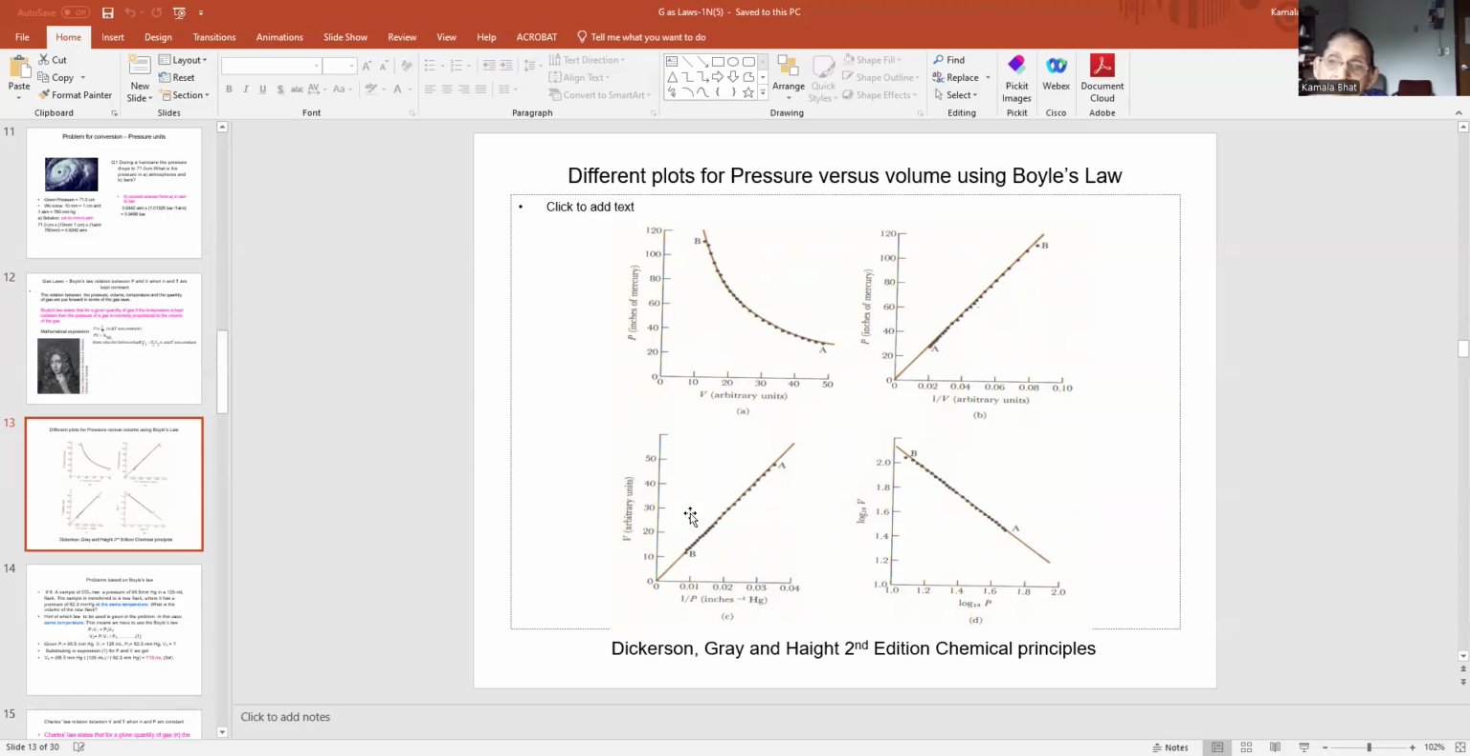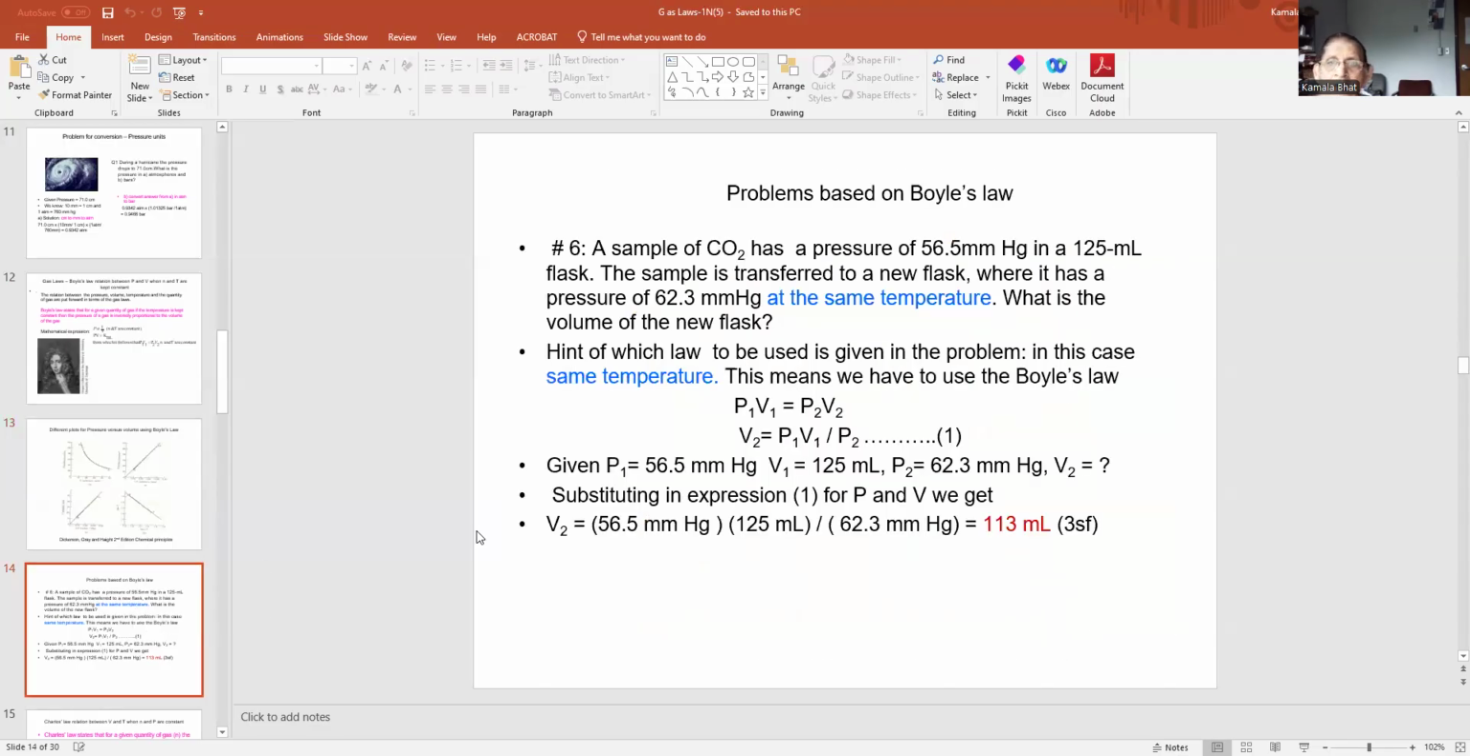In this graph of pressure versus 1 over V, we see that the graphs are linear, depending upon the nature of the graph. But when you draw pressure versus volume directly, you get a curvilinear graph. These plots are important to interpret the volume or the pressure at any given time if the number of moles of the gas and temperature are kept constant.